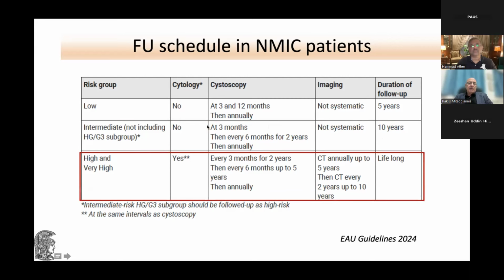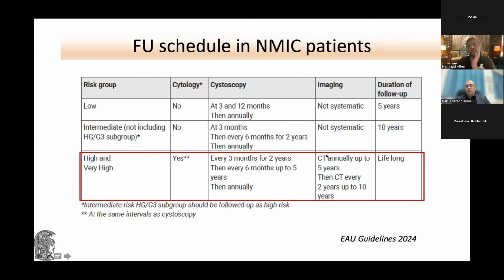In the very high risk group, cytology is mandatory, because urine cytology usually detects a high-grade disease. Cystoscopy is carried out every 3 months for 2 years, and then every 6 months for 5 years, and then annually throughout the patient's life.